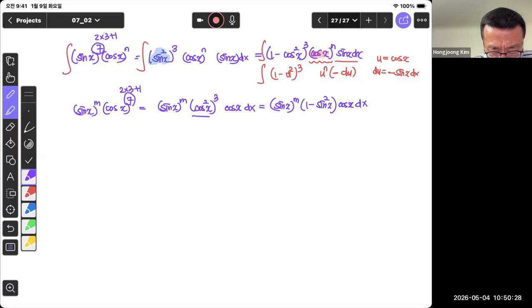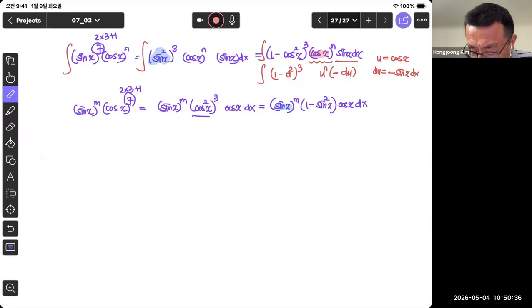And then this sine x will be replaced by u. Then cosine x dx will be du. So here, in this case, u is representing sine x. So du will be cosine x dx.